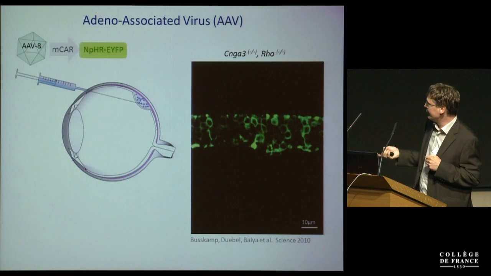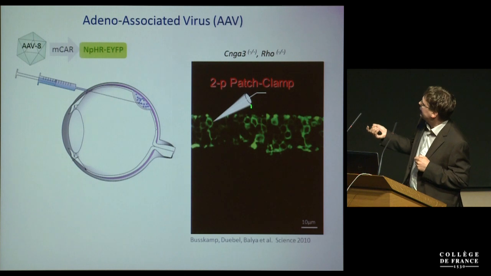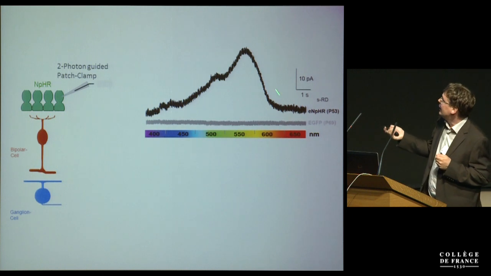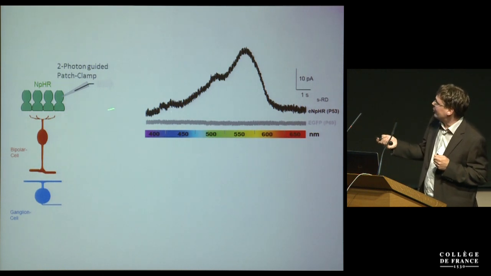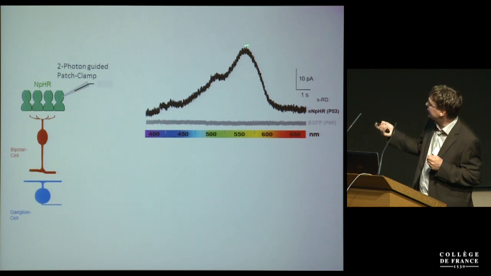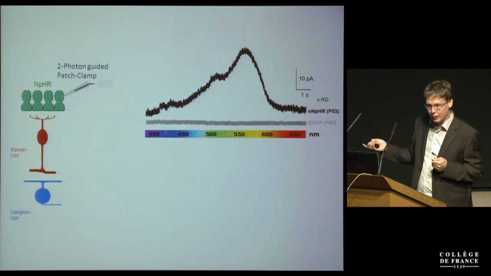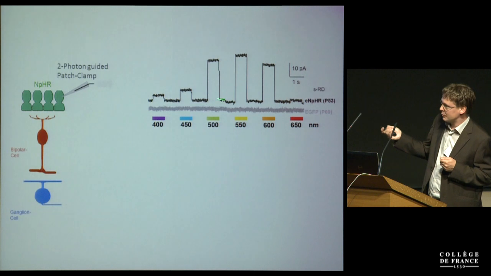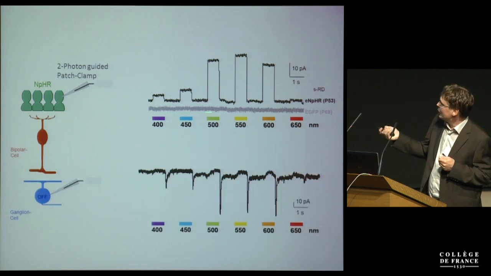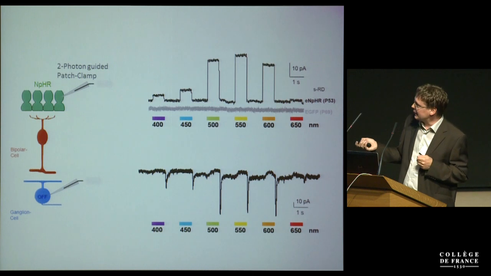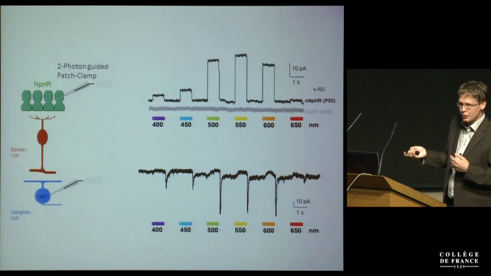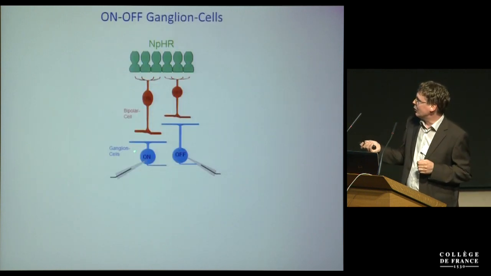So this experiment has been done by Volker Busskamp in Bettencourt's laboratory. And then we used a patch clamp recording to see if it's really functional. And here you see the action spectrum measured from a patched photoreceptor, peaking at the wavelengths typical for halorhodopsin. And it was also transmitted, here you see a light stimulus, to the output neurons, the ganglion cells. So this shows an off ganglion cell here, and we also wanted to see does it work in the on and in the off cells.